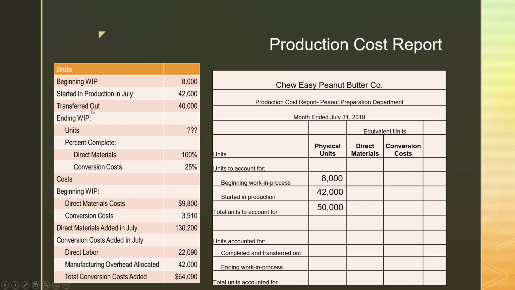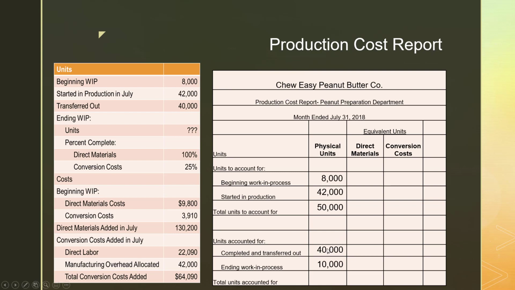Well, we have part of that information. We know that we transferred out 40,000 cases worth of peanuts during the month of July to be made into peanut butter. And if we got 50,000 that were in the department during the period and we only transferred out 40,000, that means that we must still be working on 10,000 cases worth of peanuts in the peanut preparation department when the month of July ends.